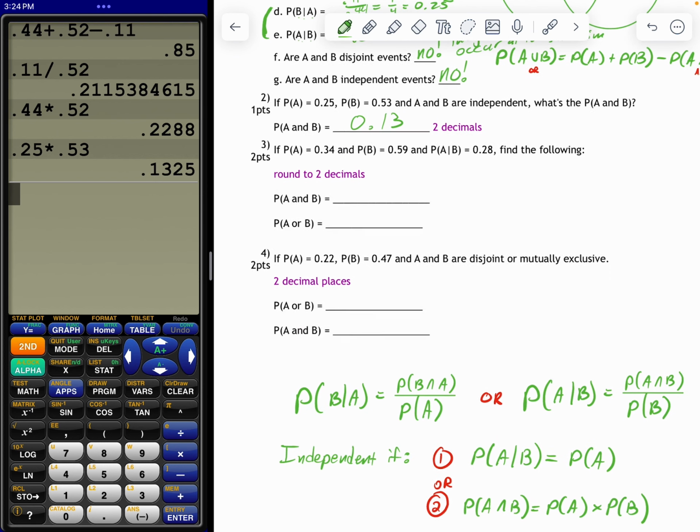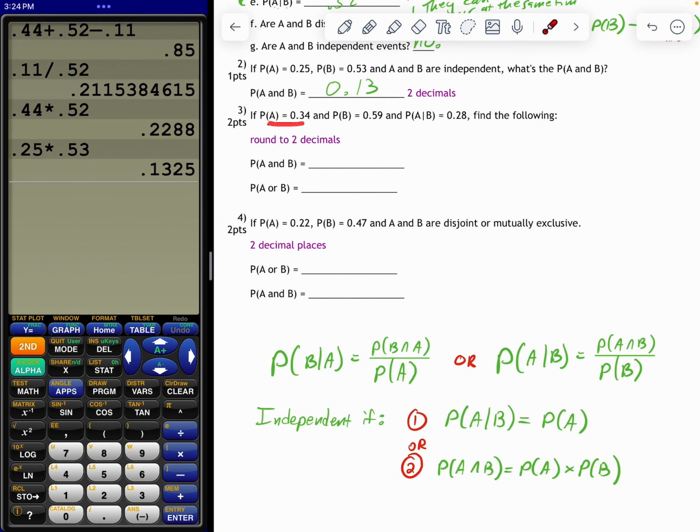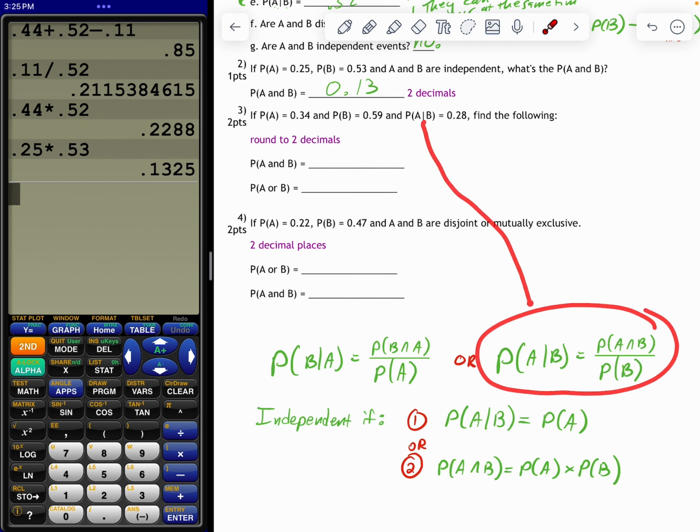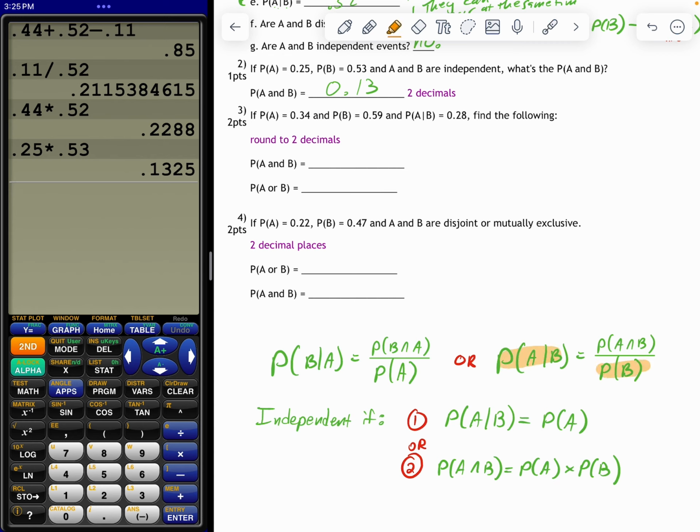Number 3, it gives me the probability of A and B, and it gives me a conditional probability. It gives me this one right here. Find the following: probability of A and B and the probability of A or B. So I'm going to go in order here. I'm going to start with A and B because they gave me this, and then they also gave me this, the denominator right here. The only thing I don't have is the numerator there.